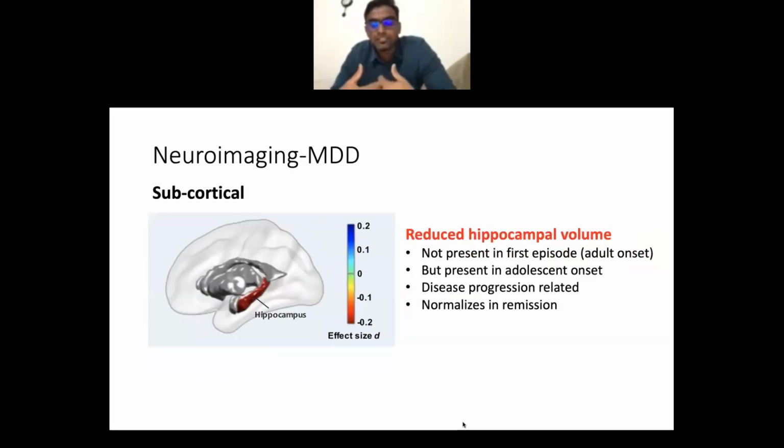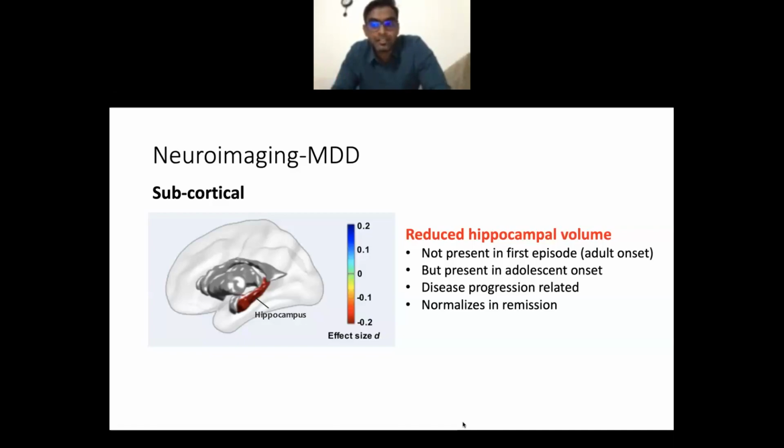Subcortical regions, there's a fair bit of evidence that tells that the hippocampal volume is the only subcortical area where the effect size is quite significant. And the reduced hippocampal volume, this is an intriguing thing, is not present in the first episode of depression, but the volume deficits increase as the disease progresses. So the more the number of episodes, the more the time spent in depression leads to reduction in the hippocampal volume.